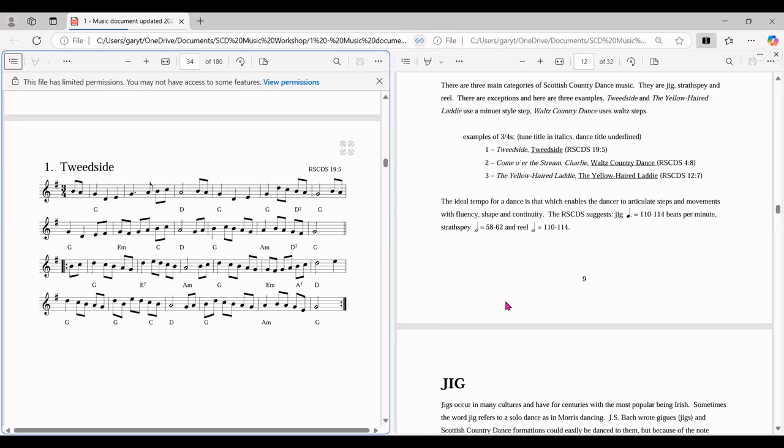1, 2, 3, 1, 2, and 3. 1, 2, 3, 1, 2, 3, 1, 2, 3, 1, 2, 3, 1, 2, 3, 1, 2, 3. Right.